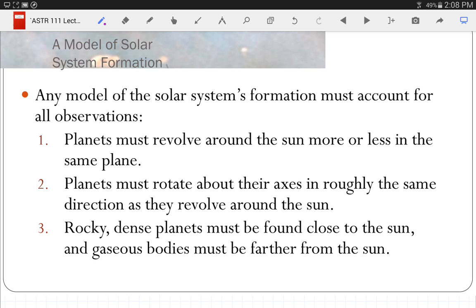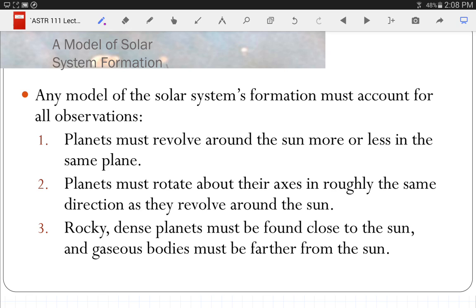All right, so how do scientists come up with a hypothesis about what is going on with our solar system, how it developed? Now, we have here the word model. What's the difference in a hypothesis and a model?